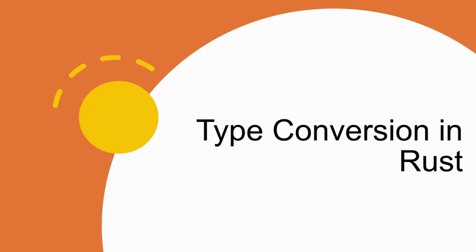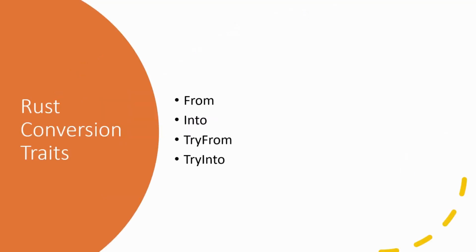In today's Friday talk, we are going to look at type conversion in Rust. In Rust, primitive types can be converted to each other through casting. Rust addresses conversion between custom types like struct and enum by use of traits.